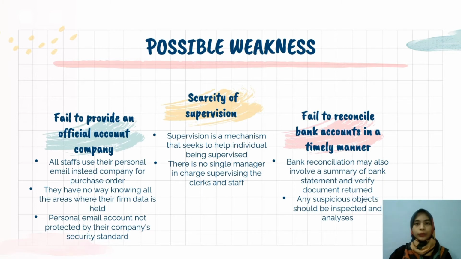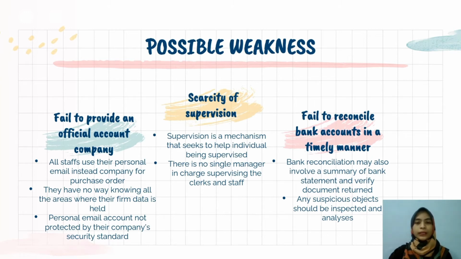I will continue to question C. The 5 possible weaknesses in the Sampin and Songkok Enterprise for purchase and cash disbursement are: first, the company failed to provide an official account company. All staff use their personal email instead of company email for purchase orders. They have no way of knowing all the areas where their firm data is held. Personal email accounts are not protected by their company's security standard.